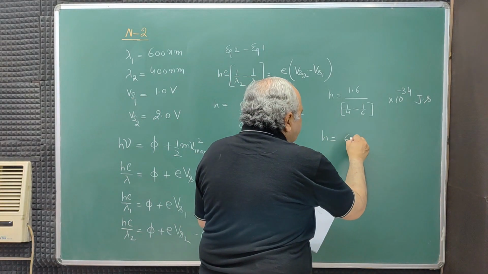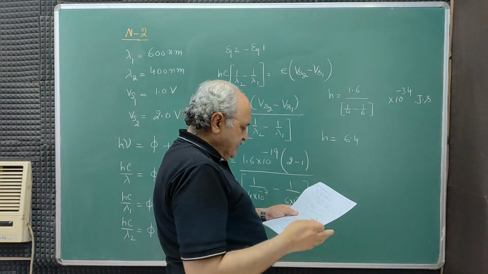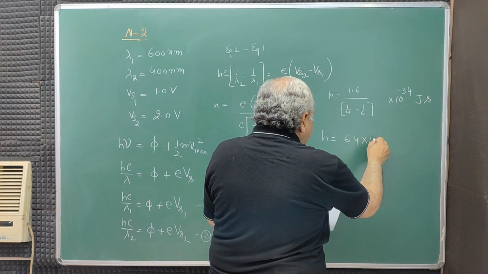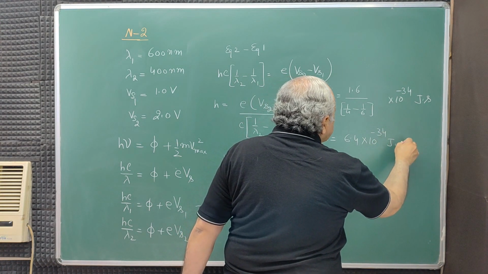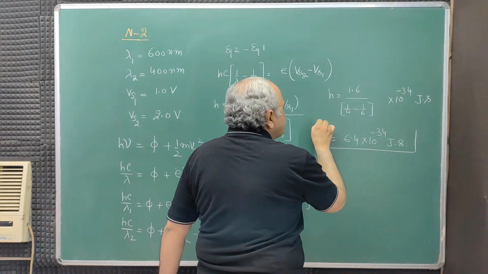If you simplify, you will get the answer for the Planck's constant. You can just check it yourself. Just give a pause to this and try to calculate it out, and that comes out to be 6.4 into 10 to the power minus 34 joule second. So this is your answer.